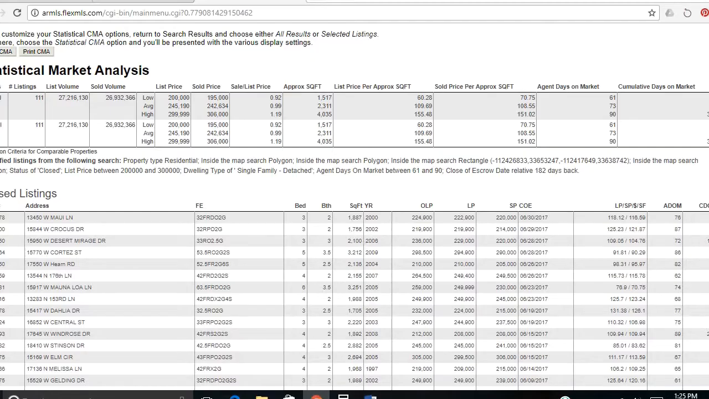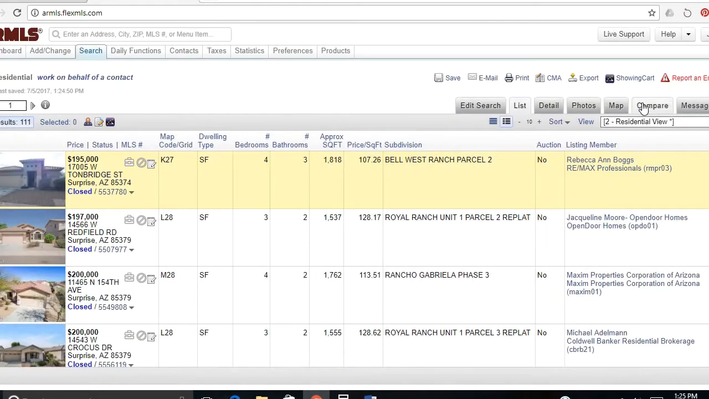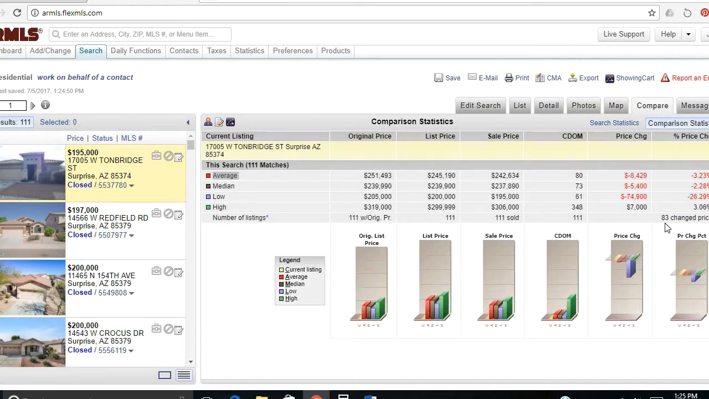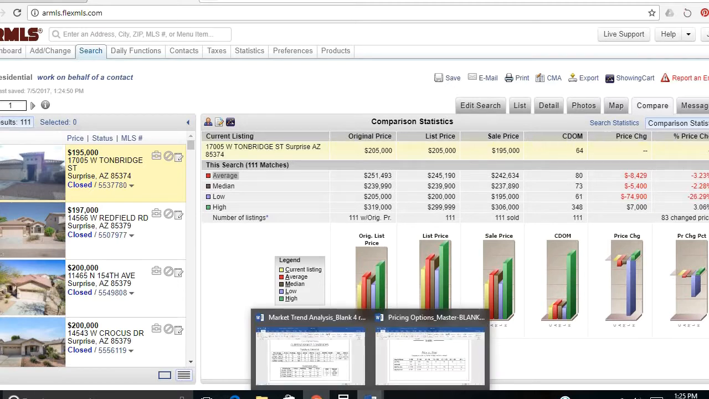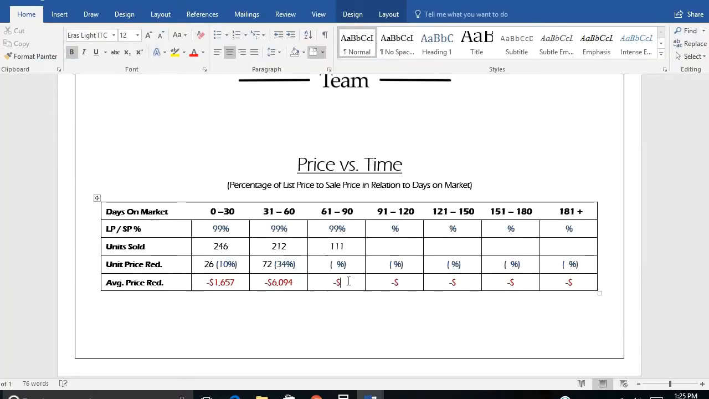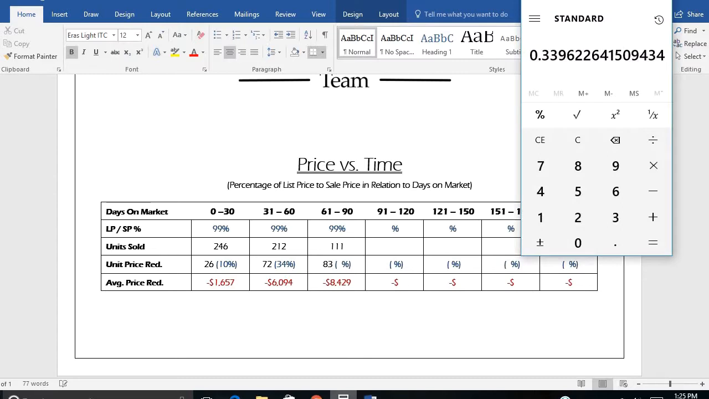Okay. Now, how many of those had a price reduction? 83, and the price reduction went up 84.29. So 83 divided by 111, 74.7, so 75%.